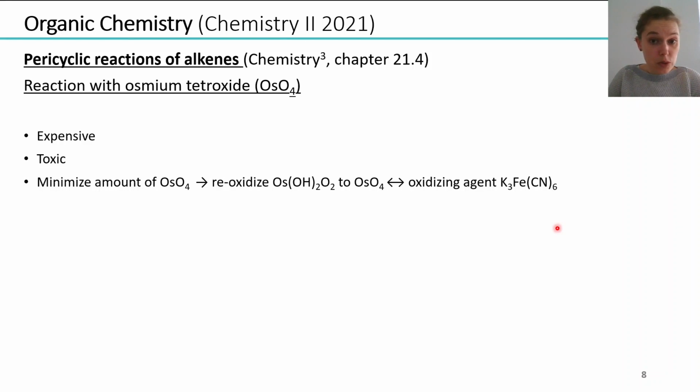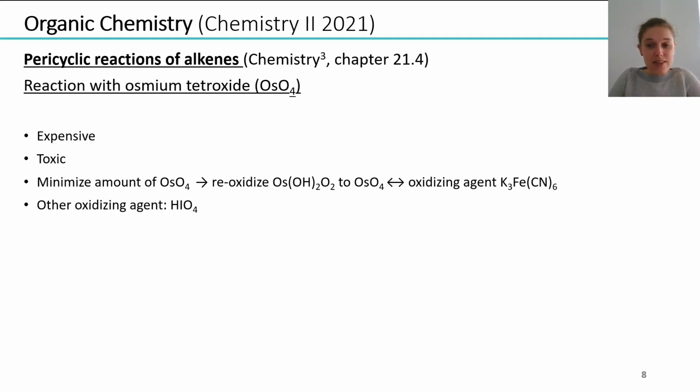What is usually used as oxidizing agent is potassium hexacyanoferrate. And of course, this is not the only oxidizing agent. You could also use other oxidizing agents, for example, periodic acid. But with periodic acid, you now have another problem. And the problem is that periodic acid can also oxidize the 1,2-diols and hence forms carbonyls.